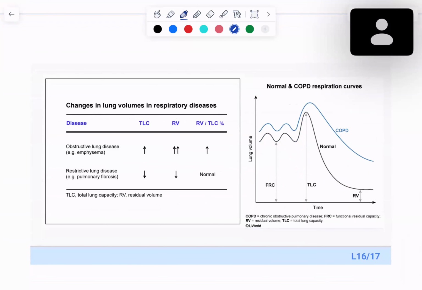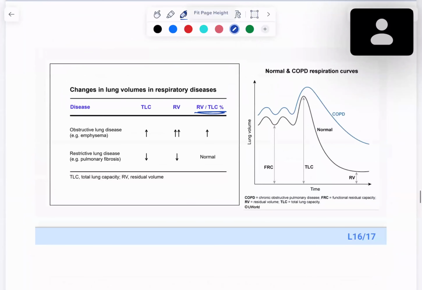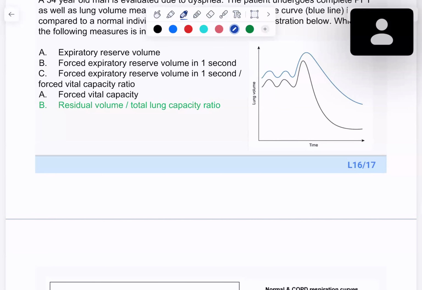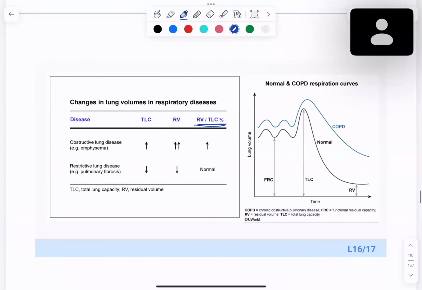So here you can see that when you have obstructive lung disease, and you can easily fill up your lung, so you can take in a lot of inhalation with ease, but you cannot exhale as much as you can, the total lung capacity will increase, and the residual volume, the leftover volume after you have exhaled, will also be increased. And therefore, when you put these in a ratio, the ratio of the residual volume and total lung capacity will increase. But keep in mind, I don't have the slide here, I think, but keep in mind that the forced expiratory volume over forced vital capacity ratio is decreased, not increased, in obstructive lung disease.